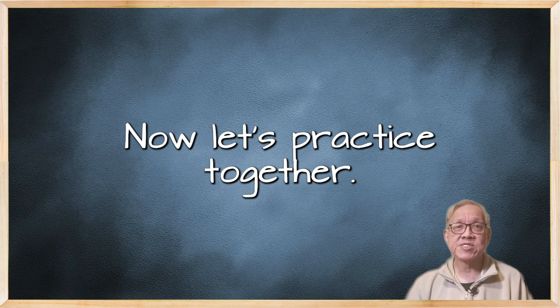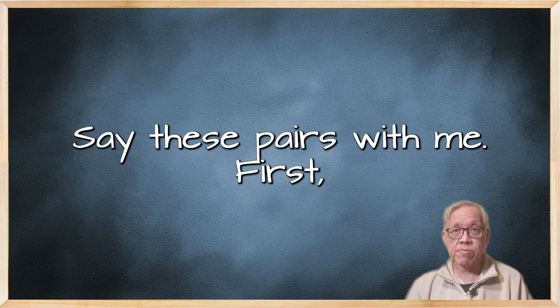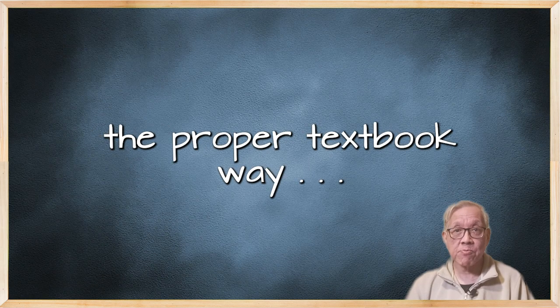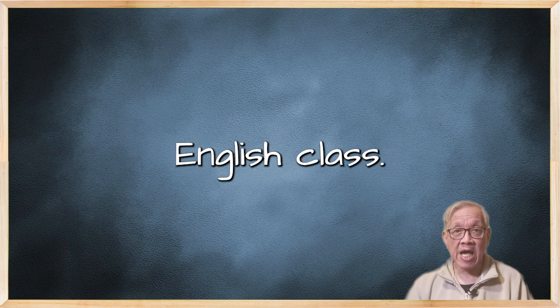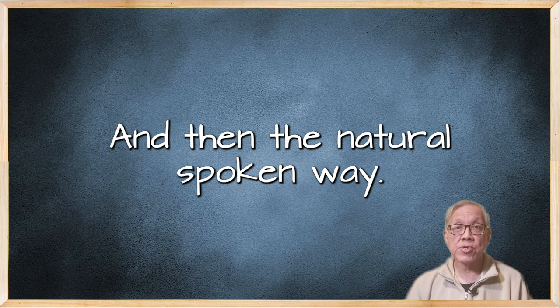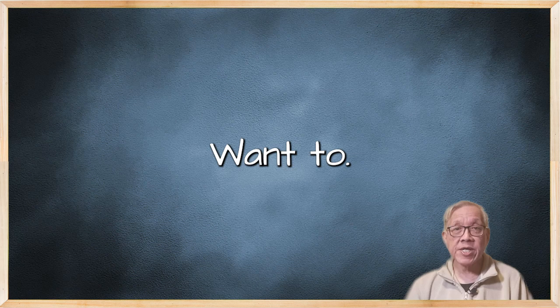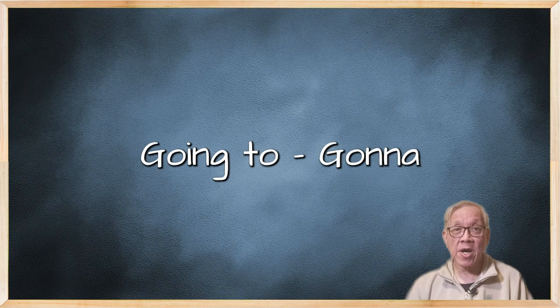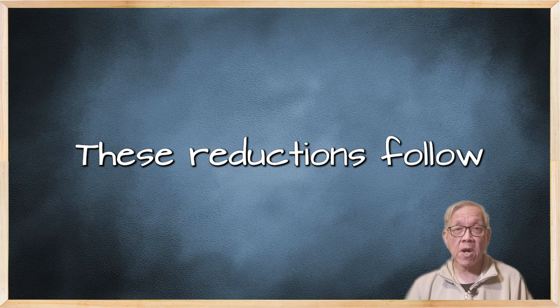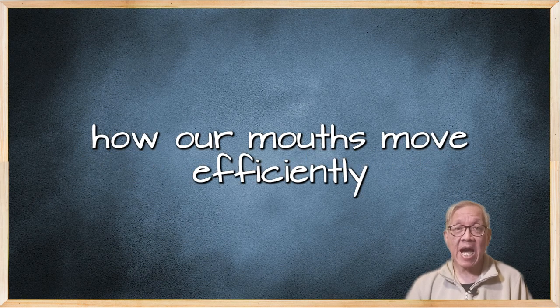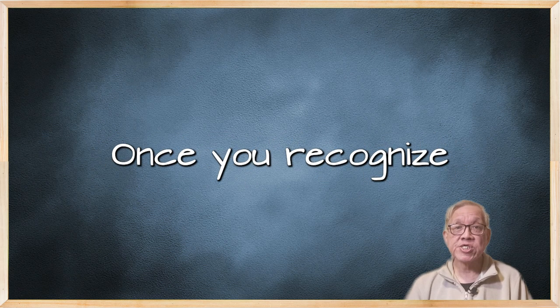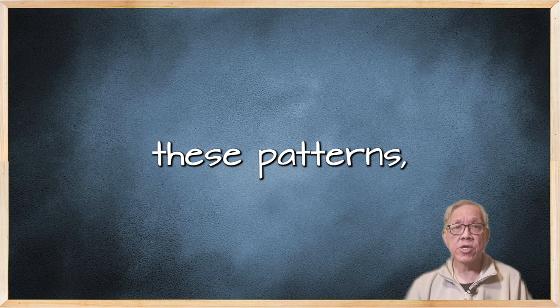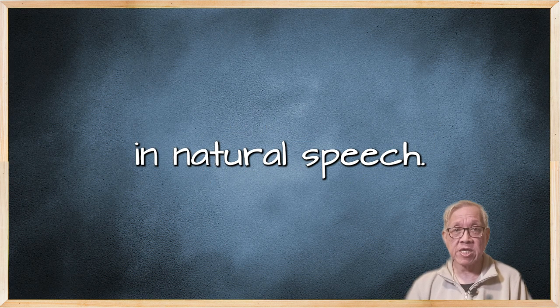Now, let's practice together. Say these pairs with me. First, the proper textbook way, like you learned in English class, and then the natural spoken way. Want to, wanna. Got to, gotta. Going to, gonna. These reductions follow systematic patterns based on how our mouths move efficiently when speaking quickly. Once you recognize these patterns, you will hear them everywhere in natural speech.